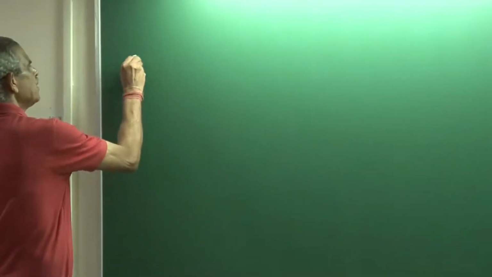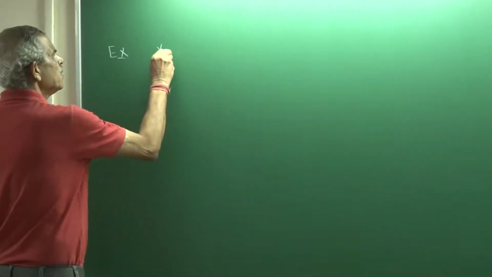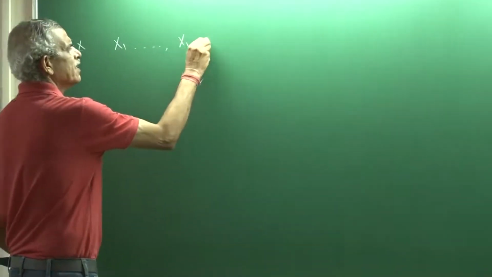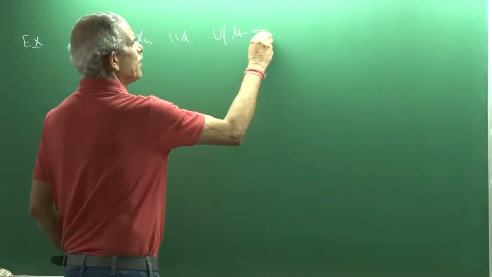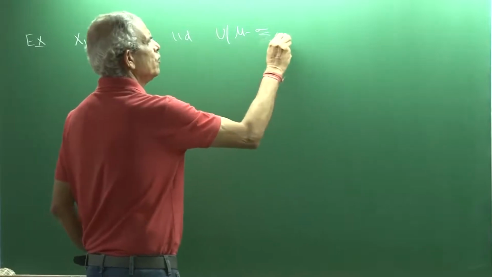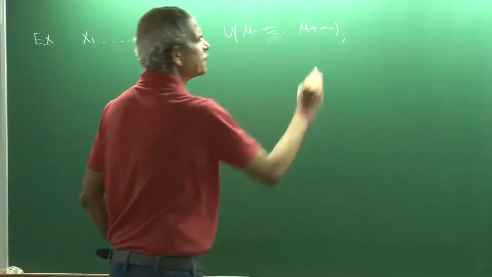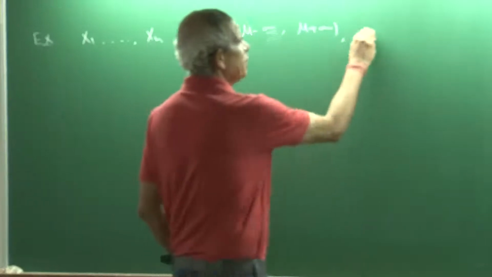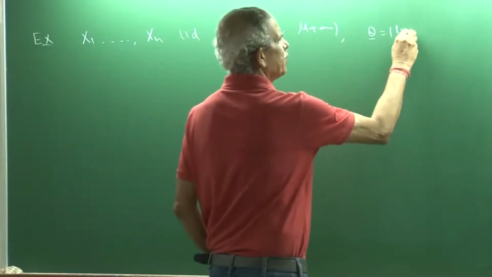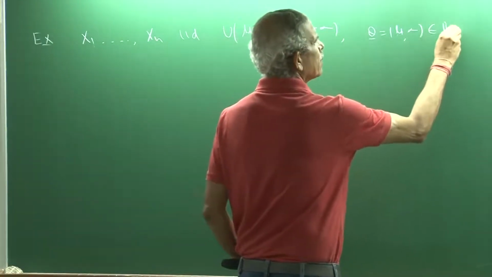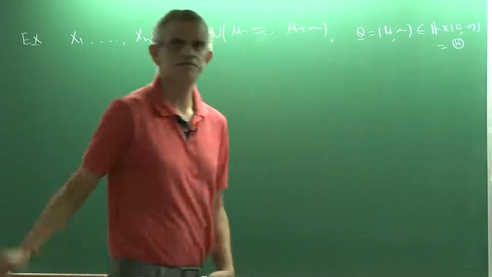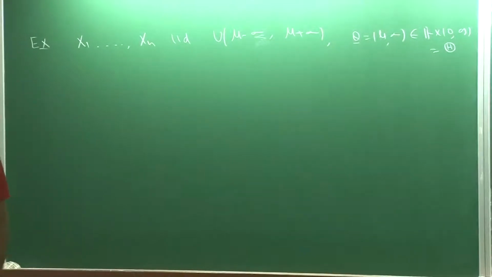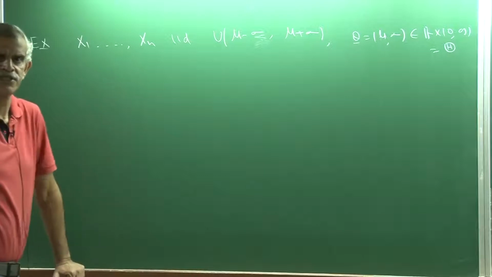So let us consider the following example. X1, x2, xn are IID uniform, let us say mu minus sigma to mu plus sigma, where my parameter of interest is theta = (mu, sigma), which belongs to R cross (0, infinity). Let me take this as a parameter. So first I need to see whether this belongs to a location scale family or not.